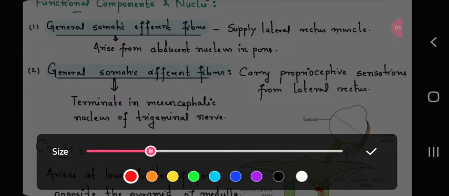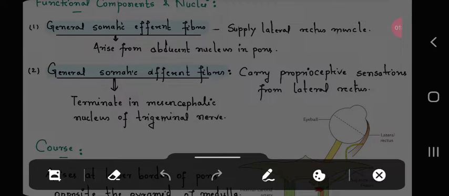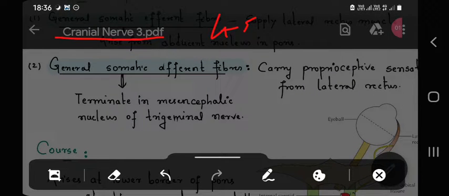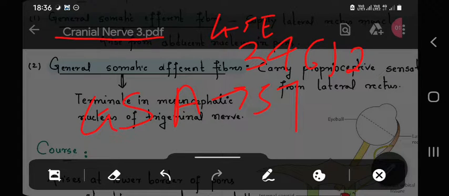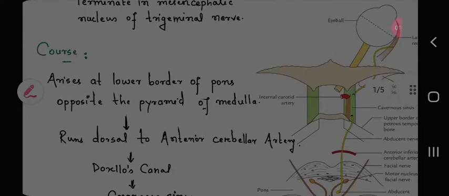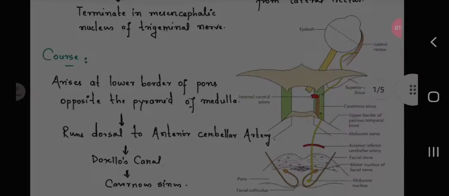As we know that general somatic efferent, GSE columns are 3, 4, 6, 12. Okay, and general somatic afferent are 5, 7, 9, and 10.